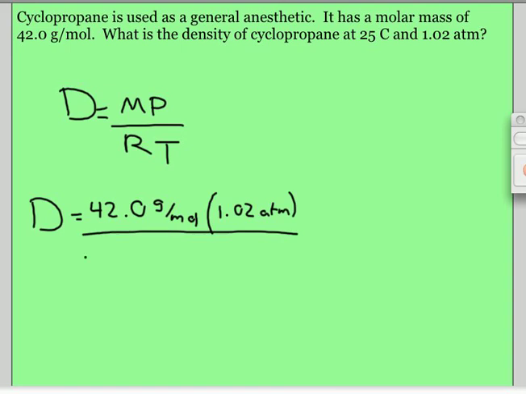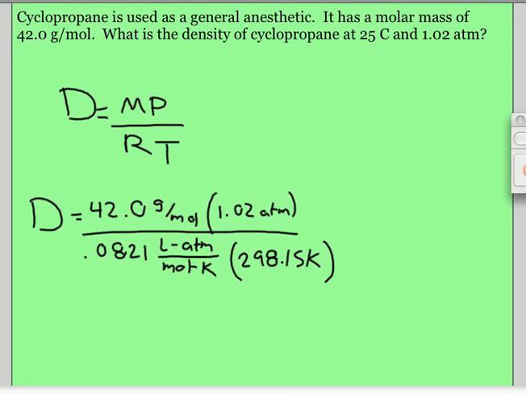And that's a little one, 0.0821 liters atmosphere over moles Kelvin. And then we need our temperature in Kelvin, 25 degrees Celsius, turns into 298.15. The number is easy, we get 1.75, but the units you have to be careful about.